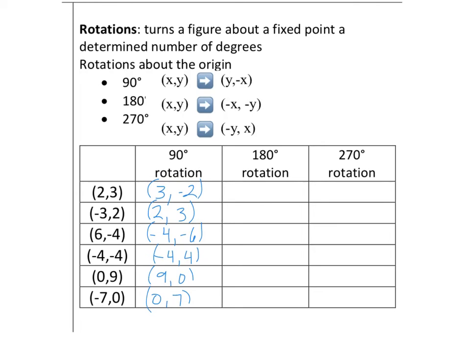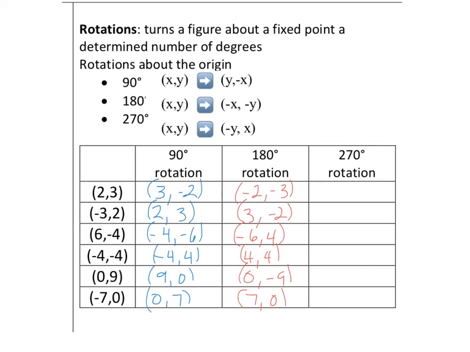Alright, 180-degree rotation. This one's probably the easiest. You just take the opposite of everything. So instead of 2, 3, it's negative 2, negative 3. Positive 3, negative 2. Negative 6, 4. 4, 4. 0, negative 9. 7, 0.